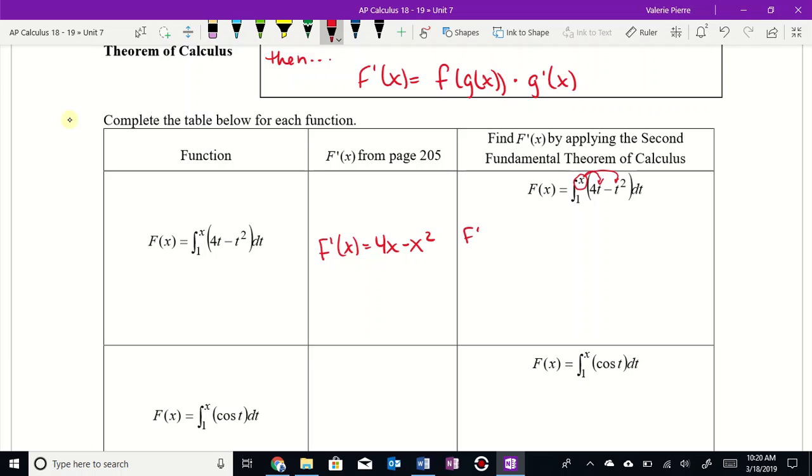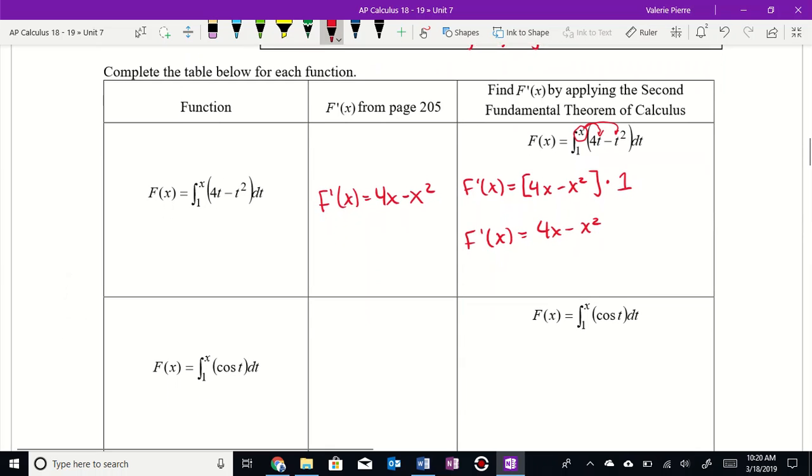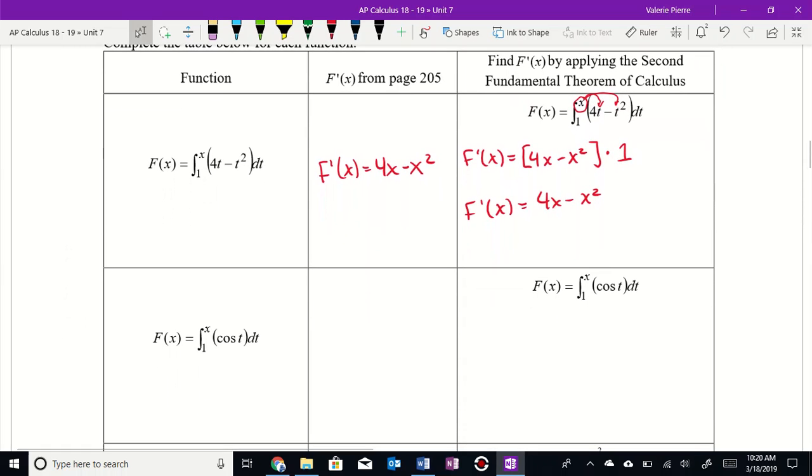So f prime of x will be equal to 4x minus x squared, and then the derivative of g of x, which is 1. So f prime of x is equal to 4x minus x squared, which is exactly what we found from page 205.